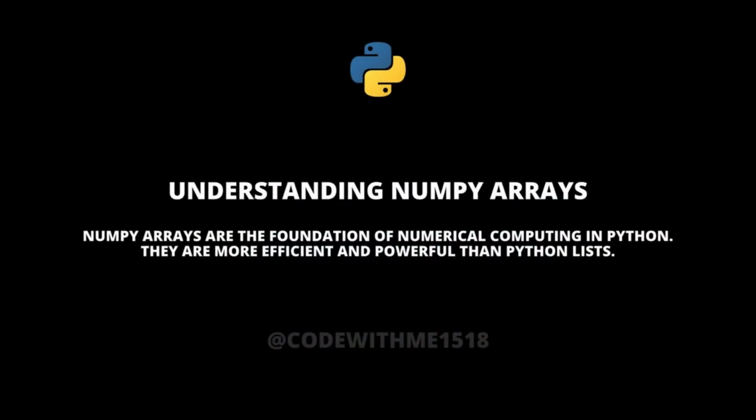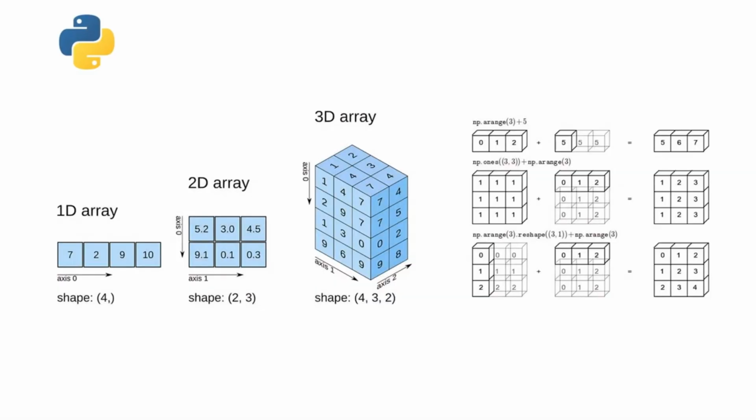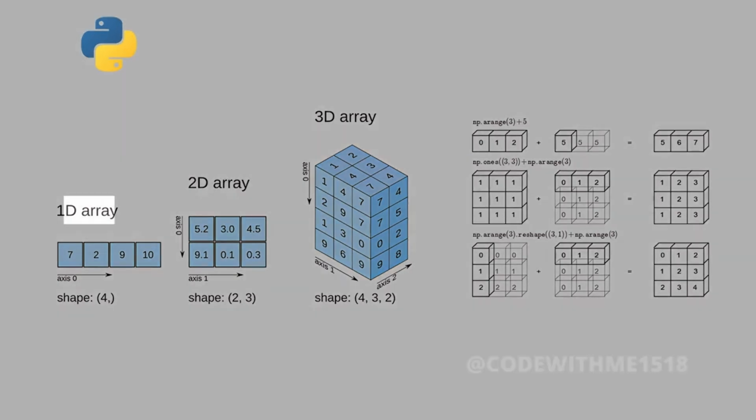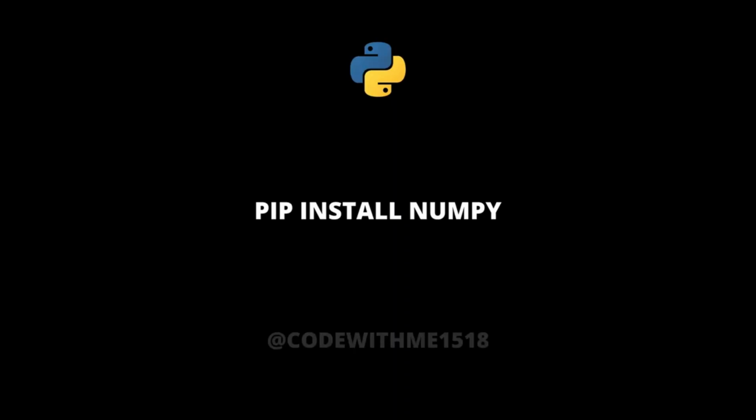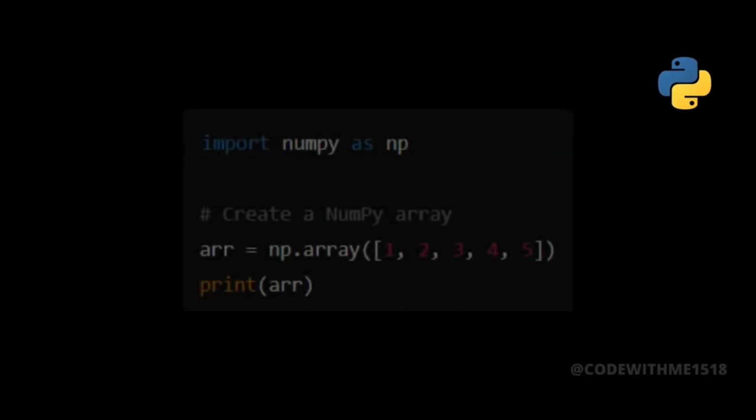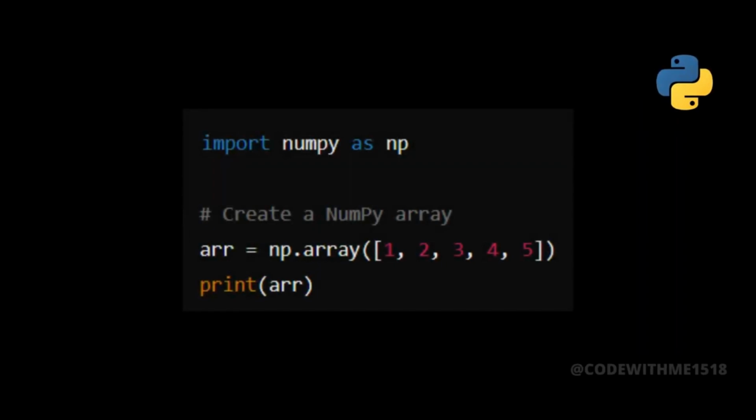NumPy arrays are the foundation of numerical computing in Python. They are more efficient and powerful than Python lists. Let's start by creating a simple NumPy array. First, you need to import the NumPy library. You can install it using pip install numpy if you haven't already. Then, create an array.